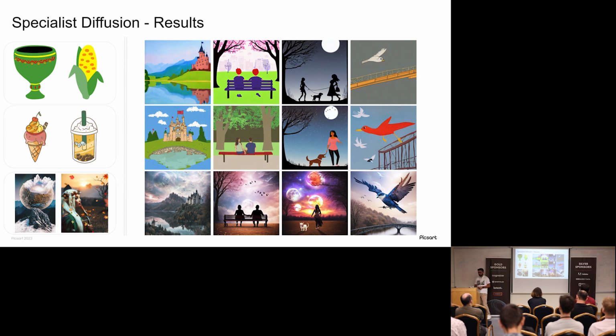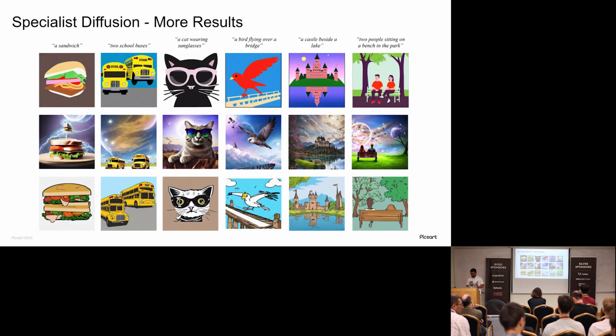So here comes the fun part. We're going to check the results in Specialist Diffusion. In the left part, we have examples from our training data set. We also call the data sets flat design, food doodle, and fantasy. And those are the generated results where we give different text. The generated images are semantically closer to the text, but in terms of style, they are closer to the provided images. More examples from our results.